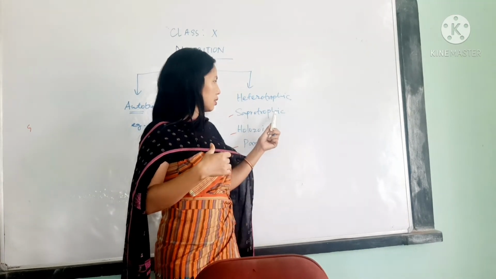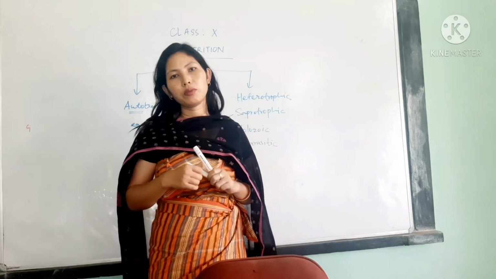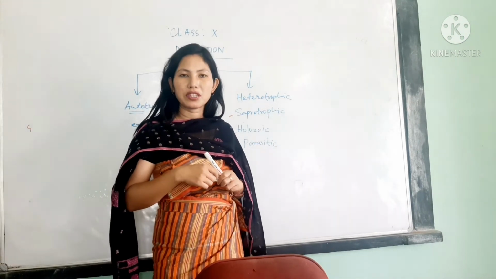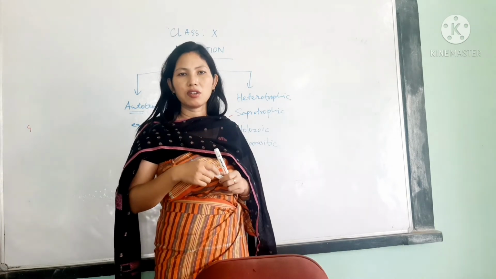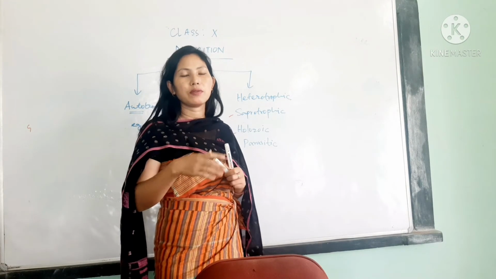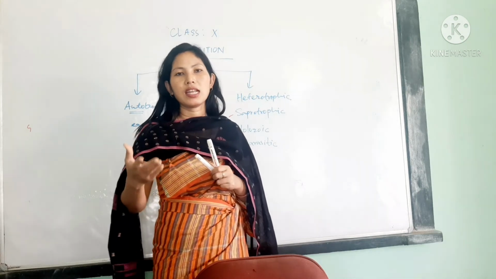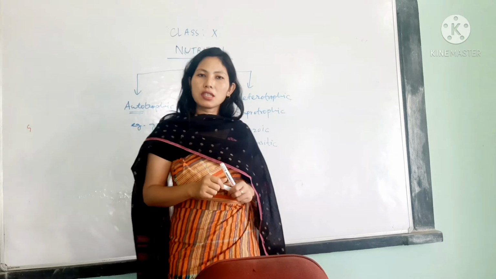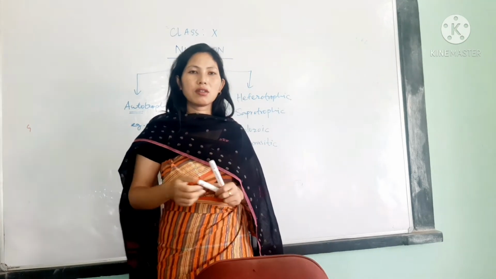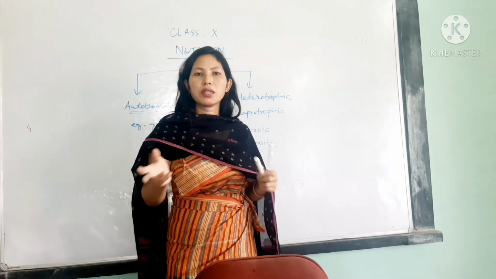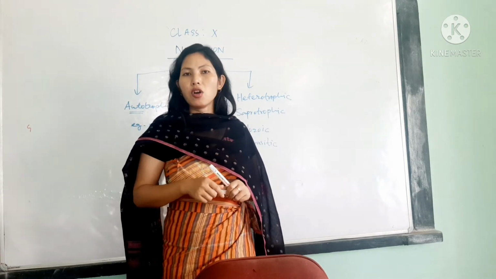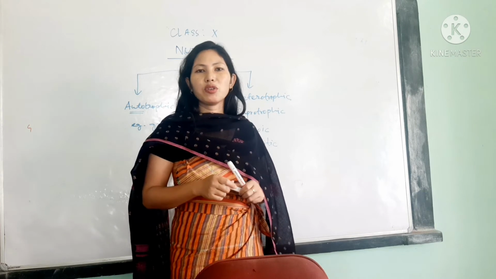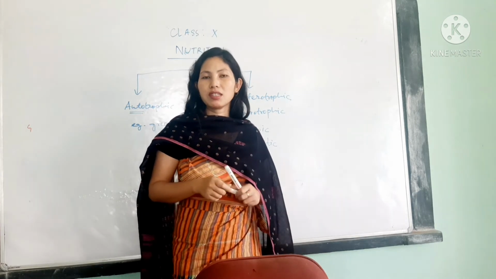So the organisms that follow saprotrophic mode of nutrition are known as saprotrophs. For example, the fungi and the yeast. Okay, so they are the saprotrophs that feed on dead and decaying matter. These saprotrophs can be unicellular fungi like yeast, or even multicellular fungi like the mushroom or agaricus.